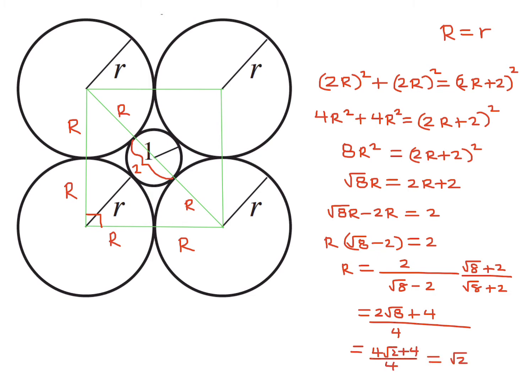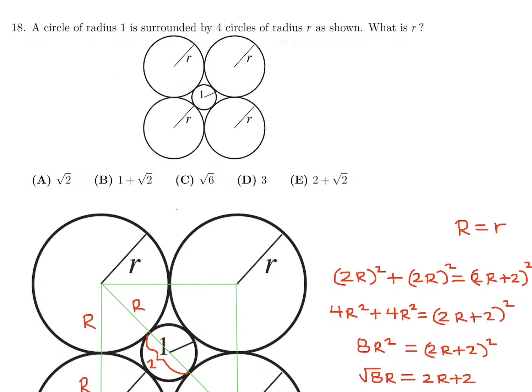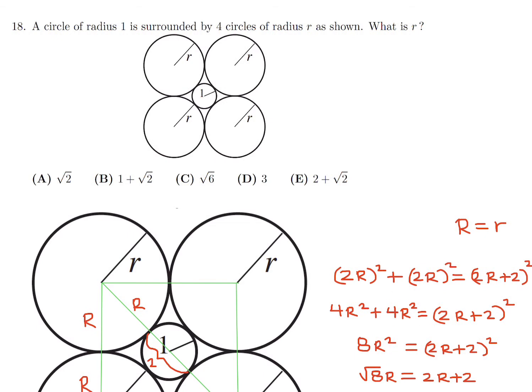And finally, that's root 2 plus 1. And that is, of course, equal to r. Root 2 plus 1 is the radius of this circle. And that is, for number 18, choice B.